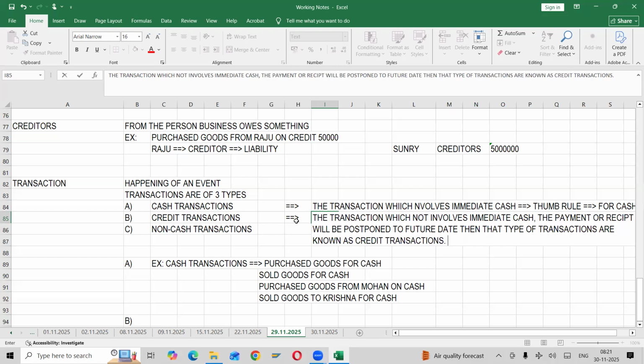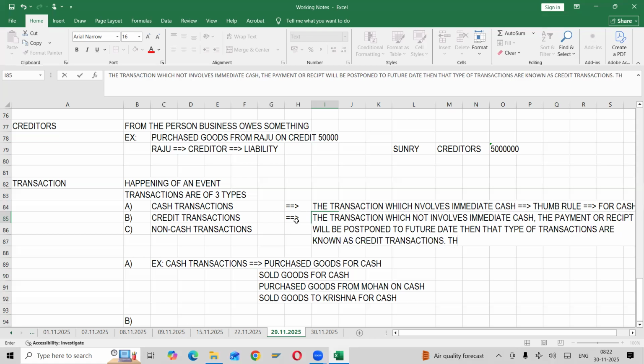Okay, understood now? So we purchased now and we promised that we are going to pay after a month. So we are doing a future payment. Or we sold goods and the customer said they are going to pay in future after 2 months. So this is nothing but future receipt. We are not receiving immediately. We are going to receive that amount after 2 months. Then that type of transactions are known as credit transactions.